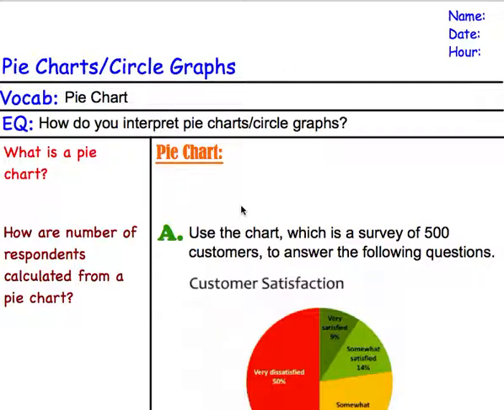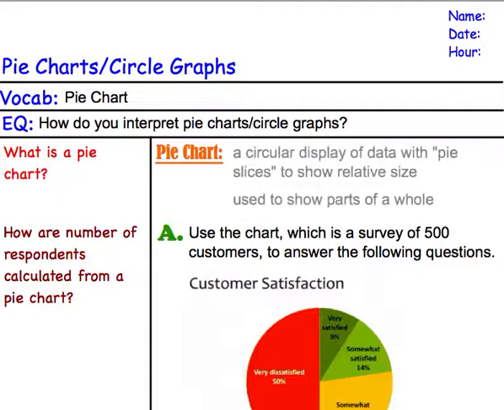Anyways, let's get started. First of all, we're going to talk about this pie chart idea. A pie chart is a circular display of data with pie slices to show relative size. We use this to show parts of a whole. So if you're not worried about how the parts of your data compare to the whole, then you wouldn't use a pie chart. But this works great when you're surveying to show the overall results as compared to everyone else.